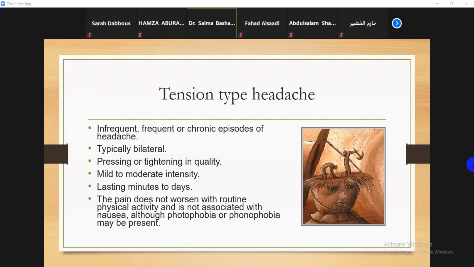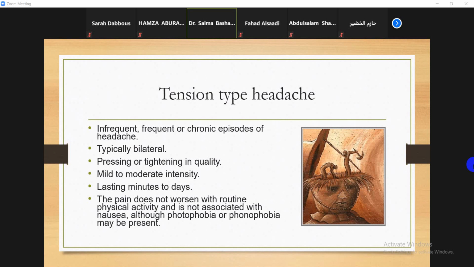The tension type headache is defined as infrequent, frequent, or chronic headache, usually bilateral, on both sides. It's pressing in nature, lasting minutes to days, and the pain does not worsen with routine physical activity. And it's not usually associated with nausea, although photophobia may be present.